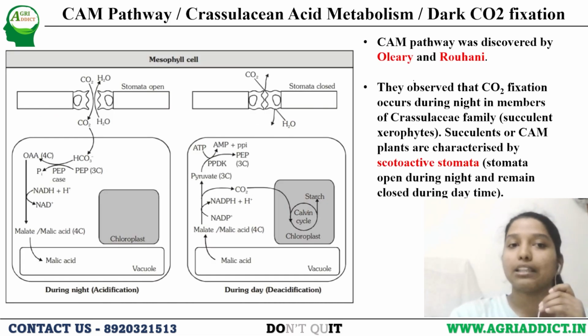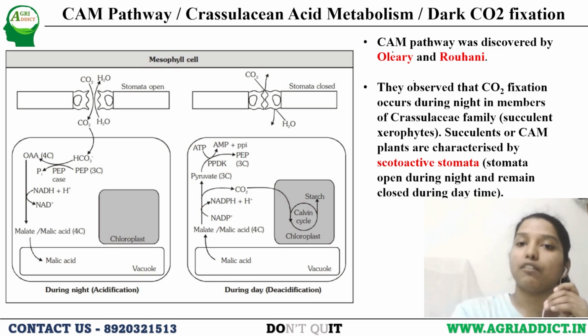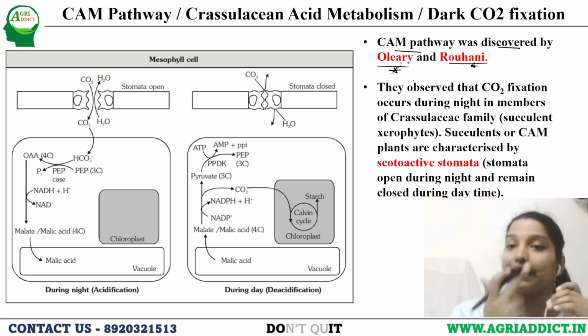Now comes the CAM pathway or crassulacean acid metabolism or dark carbon dioxide fixation. This CAM pathway was discovered by Ranson and Thomas. This is a scientist name and you have to remember. In the C4 plant, the C4 cycle was discovered by Hatch and Slack, and this CAM pathway is given by Ranson and Thomas. So scientist names you have to remember.